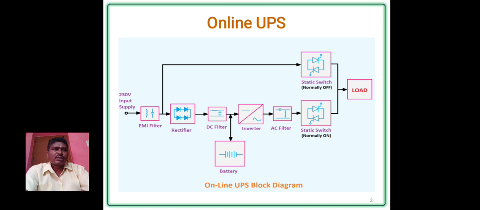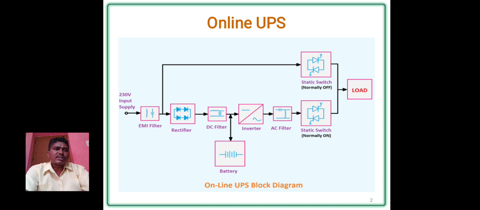Next one is the AC filter. Like the DC filter, here we are using an AC filter to filter the impure AC coming from the inverter circuit. In the case of the DC filter, we filter the impure DC coming from the rectifier. Similarly, here we are using the AC filter to filter the unwanted or impure AC coming from the inverter circuit.